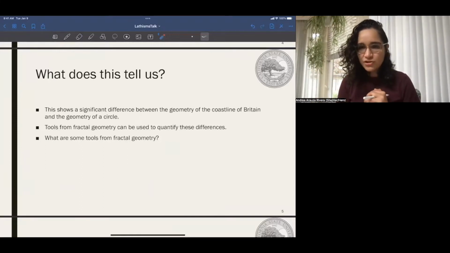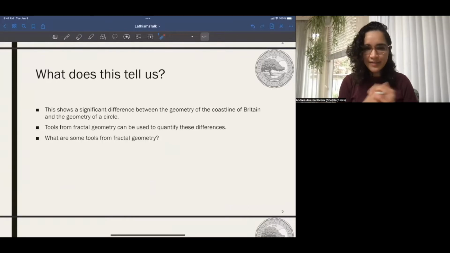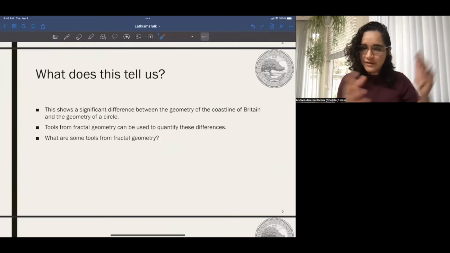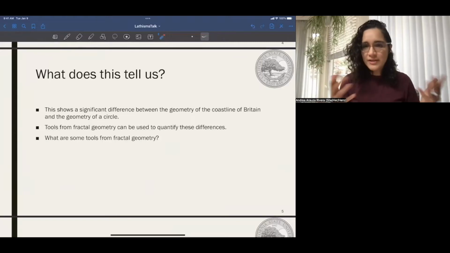But really, fractal geometry leans into that chaos and really thinks about how do we quantify some of these fractal properties that we're seeing. So we build many tools to try to study these differences between something like a circle and something like a very rough coastline. And one of the tools that we have in fractal geometry is the idea of fractal dimension. Okay. So I'm going to tell you a little bit about fractal dimension.